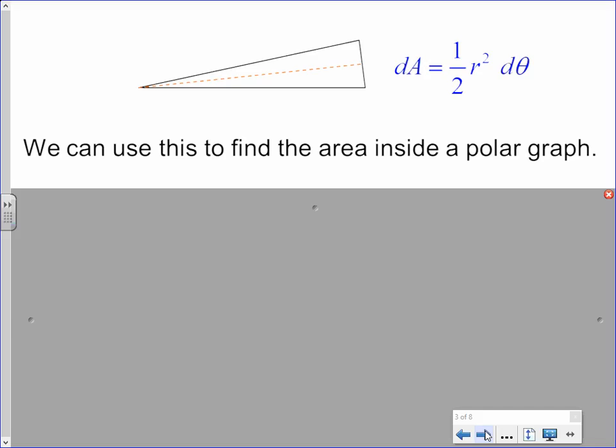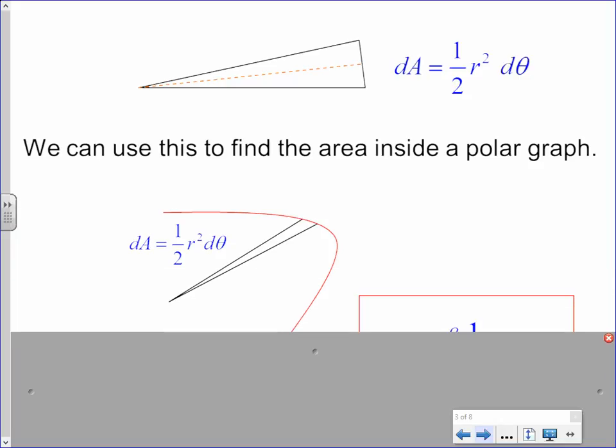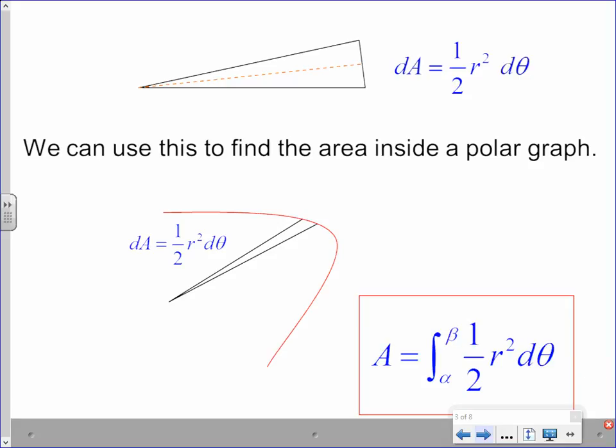Okay. So we can use this to find the area inside the polar curve. So here's our polar curve. We're going to get an infinite number of these and add them together. The area inside a polar curve is the integral from alpha to beta of 1/2 r squared d theta.